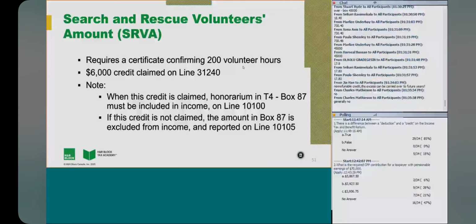Now, important thing to note for the emergency volunteer credits, you can only claim one, even if you're eligible for both. You can combine your hours. So if you had 100 volunteer hours as a firefighter and 100 volunteer hours as a search and rescue volunteer, you can combine them to claim one credit or the other, but you cannot claim both. And again, normally it's going to be more advantageous to claim the volunteer credit rather than simply leaving the honorarium out of income.